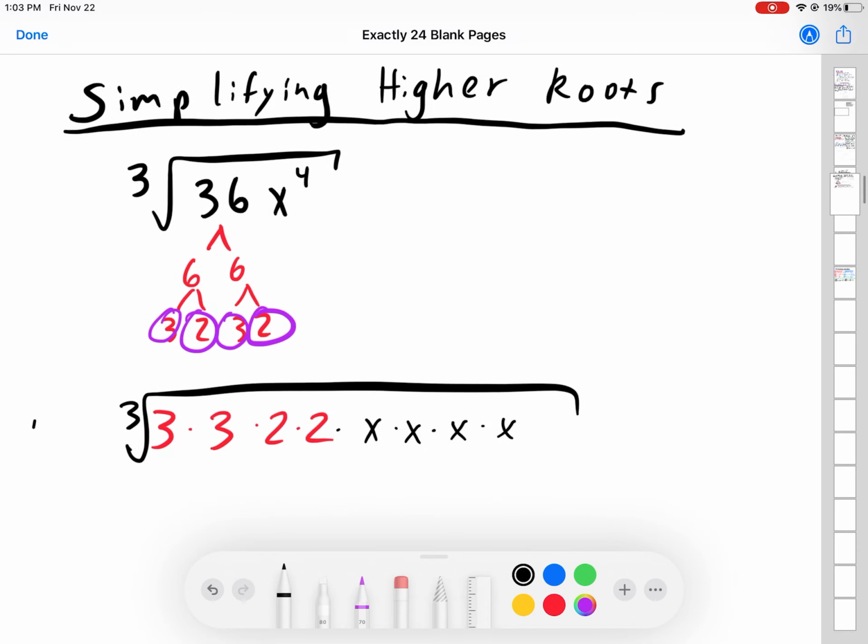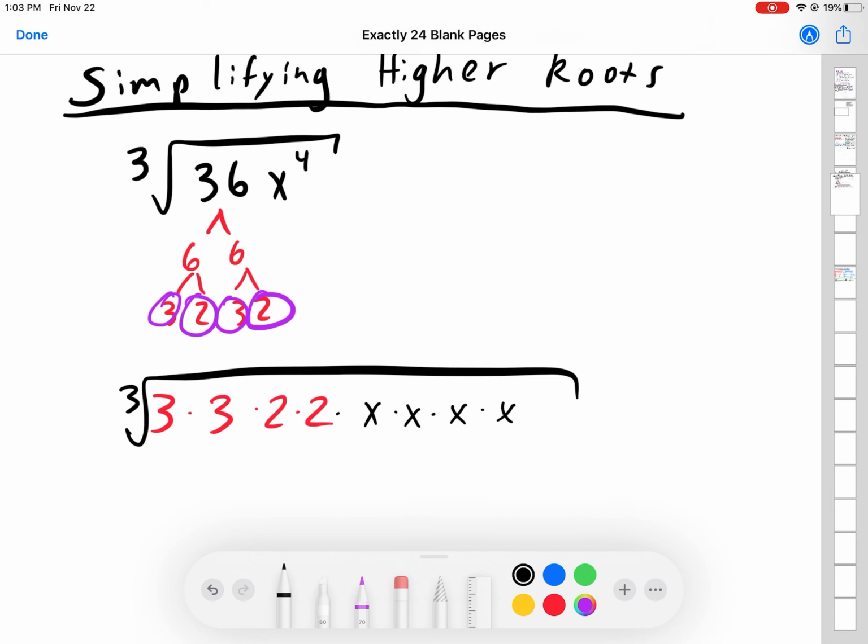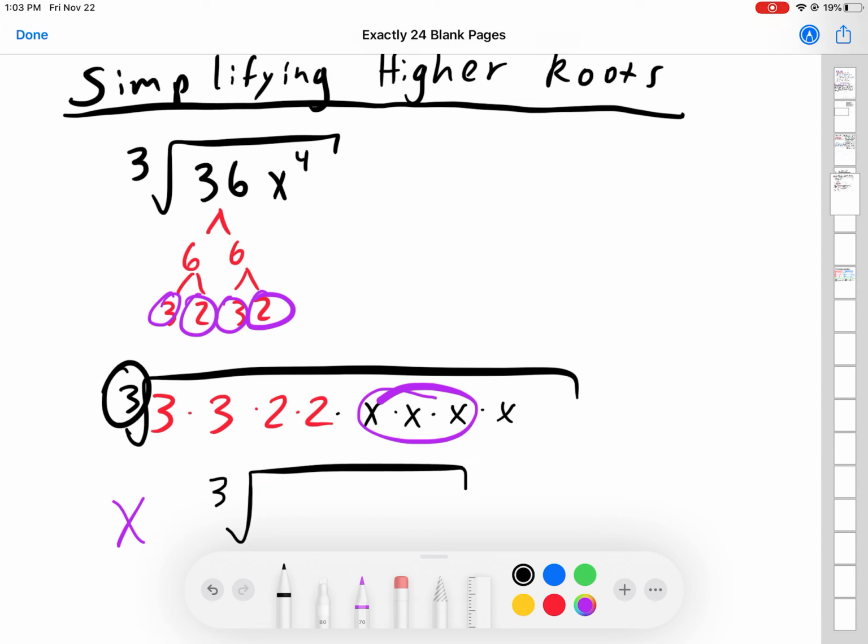Now what you do is, unlike the last one where we were circling groups of 2, this number right here is called the index. This tells you how many in each group you're going to be circling, okay? So on this one, I'm circling groups of 3. I don't have any group of 3 here, so I wouldn't pull anything out. But I have a group of 3 x's right here. So in that case, I'd have an x on the outside. And then you have a cube root of, well, the rest of the stuff stays on the inside.